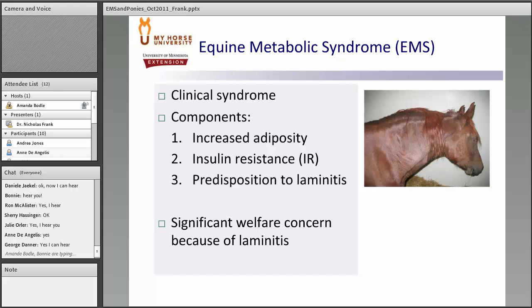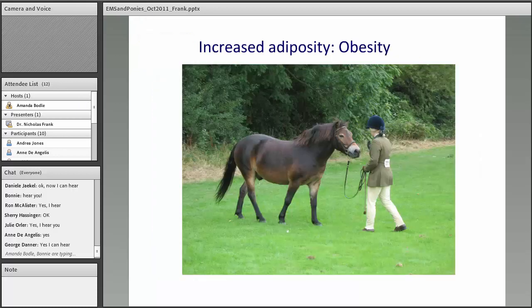This is a significant welfare concern then for horses because of this connection to laminitis. And the real goal of referring to this as a syndrome is to make us recognize that the horse with laminitis may well have a metabolic condition that is predisposing it to this problem. So, as I said before, perhaps the easiest part of this syndrome to recognize is the animal that is obese, and is at risk for laminitis.